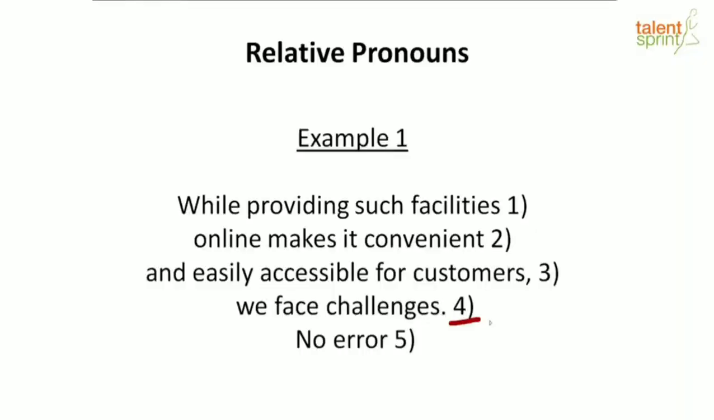Now also understand the error is in part 4. Why is that? What is this "we" doing here? We're talking about the customers who are the ones facing the challenges, right? So this "we" is a what? It's a personal pronoun: I, you, he, she, it, we, they, right? It's a personal pronoun. Now I don't need a personal pronoun here.